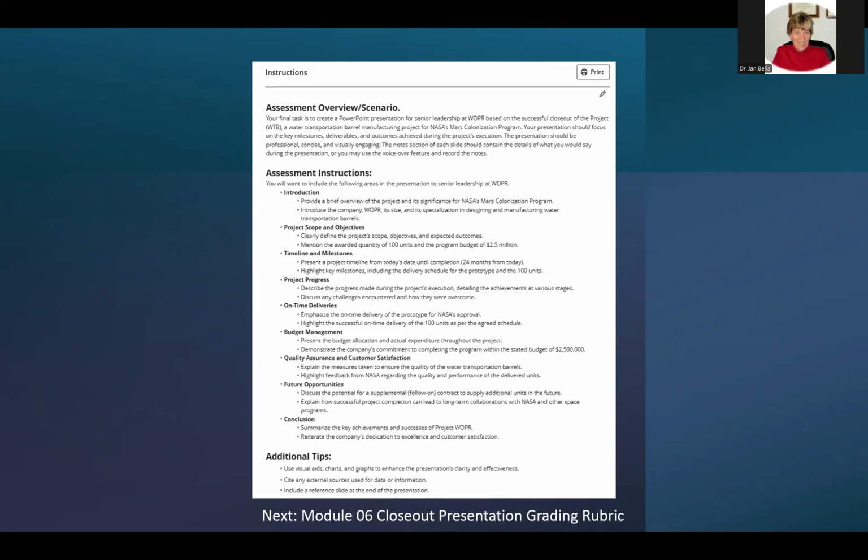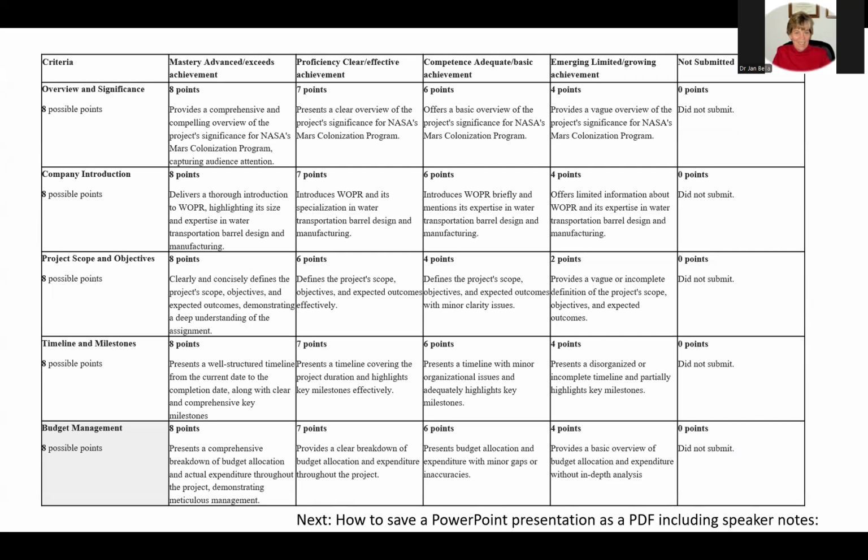Note the key areas to focus on. And finally, your grading rubric. I encourage you to focus on the mastery, advanced, exceeds, achievement column. We want everybody to earn an A on their PowerPoint. Two people have already submitted their Module 6 assignment, and they've done quite well. I'm sure you will also be successful.